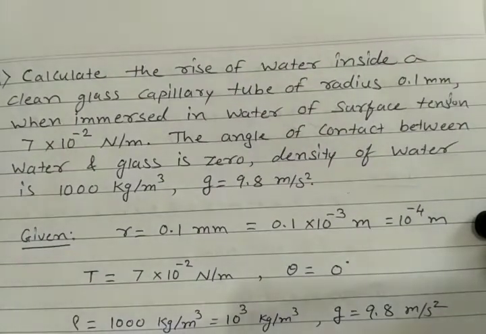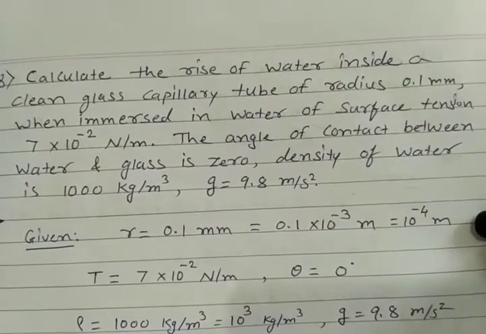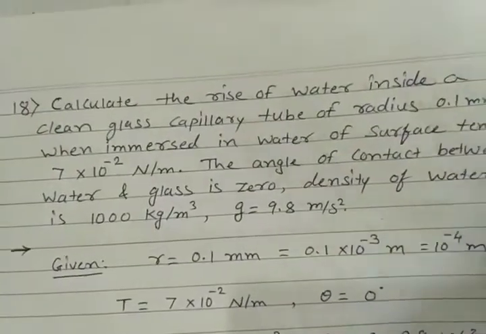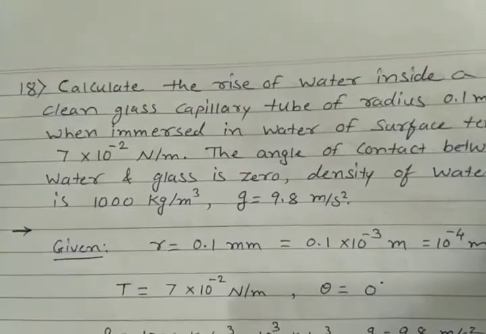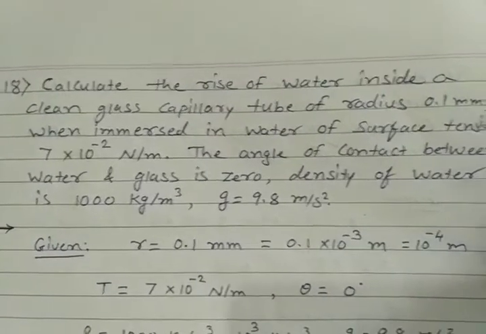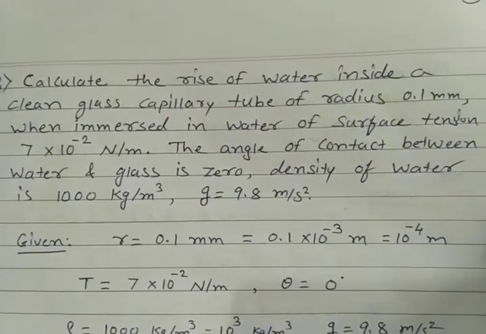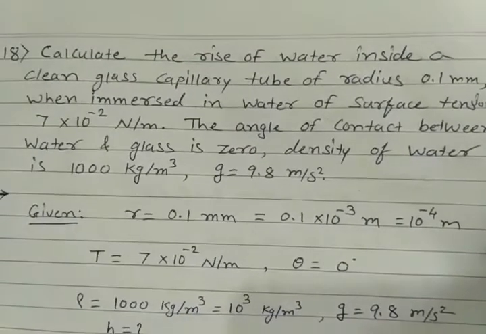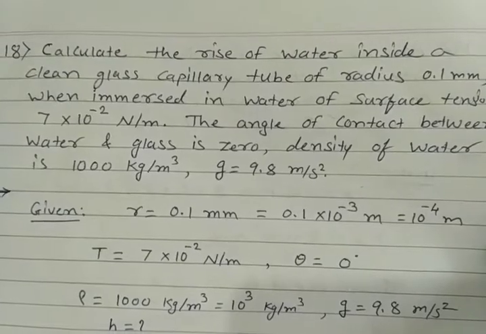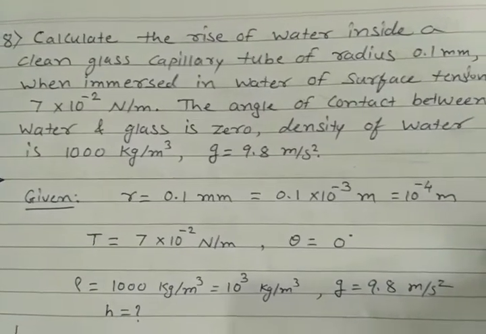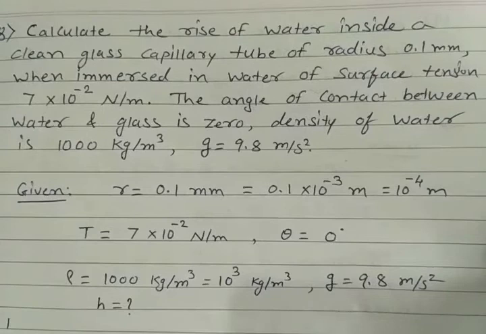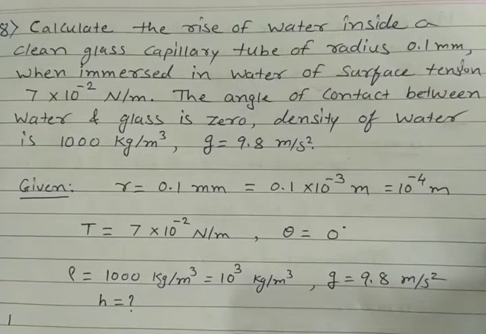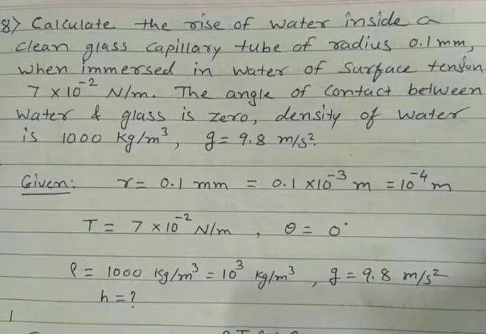Now 18th numerical. Calculate the rise of water inside a clean glass capillary tube of radius 0.1 millimeter when immersed in water of surface tension 7 into 10 raised to minus 2 Newton per meter. The angle of contact between water and glass is 0. Density of water is 1000 kg per meter cube and acceleration due to gravity g is 9.8 meter per second square.